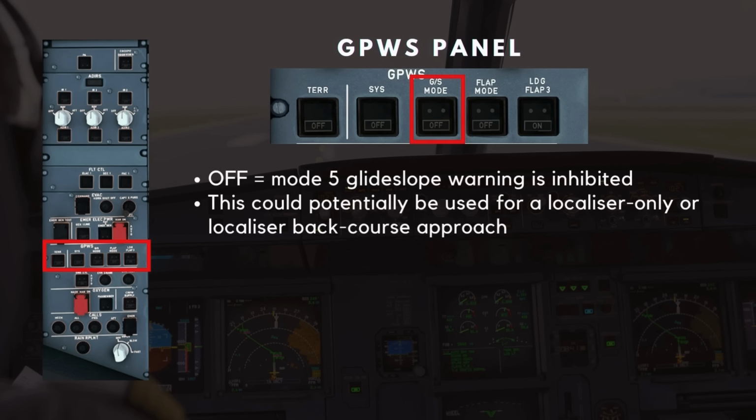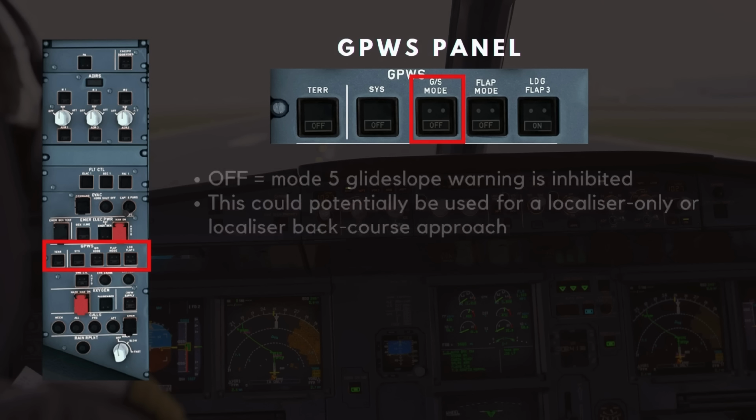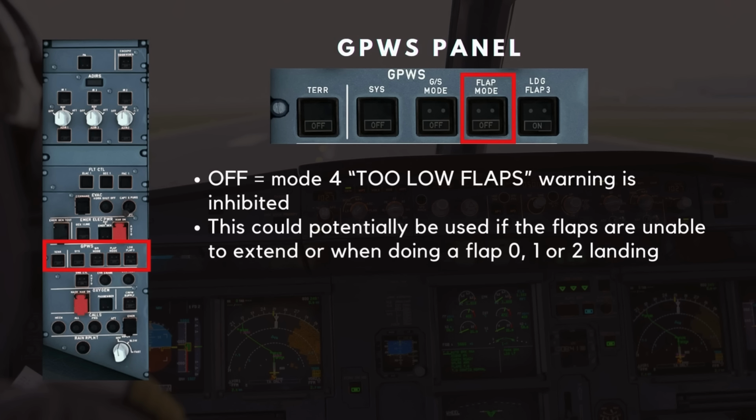When the glide slope mode push button is set to off, the mode 5 glide slope warning is inhibited. This could potentially be used for a localizer-only or localizer back-course approach. When the flap mode push button is set to off, the mode 4 too low flaps warning is inhibited. This could potentially be used if the flaps are unable to extend or when doing a flap 0, 1, or 2 landing.